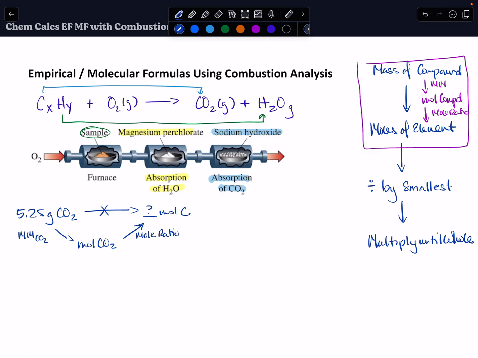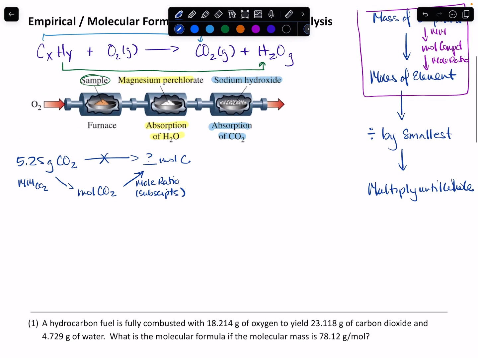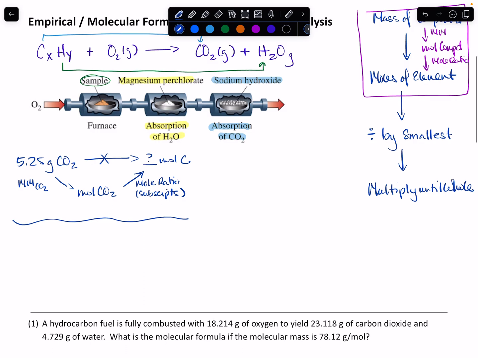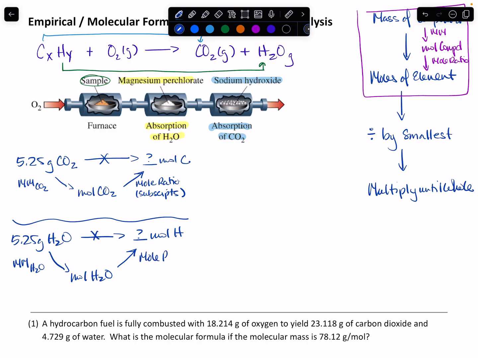Now remember, this is looking at an element within a compound, so for that mole ratio, you're going to be looking at the subscripts of the elements to make that jump. By the same token, maybe I have 5.25 grams of water instead. To determine the moles of hydrogen, I'm going to do a similar two-step problem. I'll convert to moles of H2O, using the molar mass, this time of water, and then I can convert to moles of hydrogen, again with that mole ratio, using the subscripts.